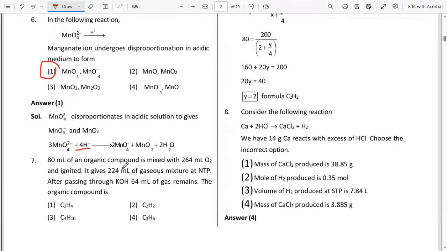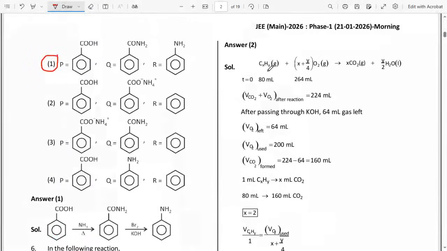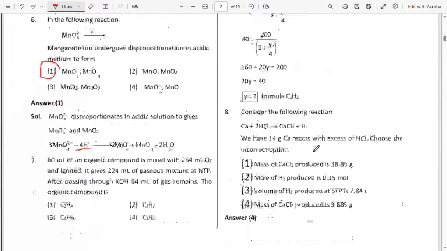80 ml of an organic compound is mixed with 264 ml oxygen and ignited. It gives 224 ml of gaseous mixture at NTP. After passing through KOH, 60 ml of gas remains. The organic compound is? So how to calculate? See, this is CxHy. So this is the equation, where upon calculation option 2 is going to be the correct option, students.